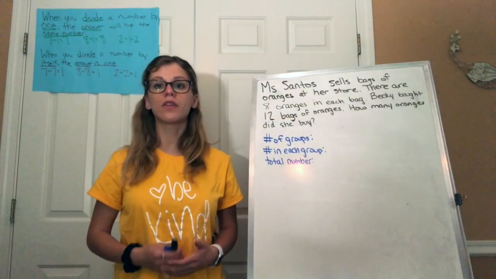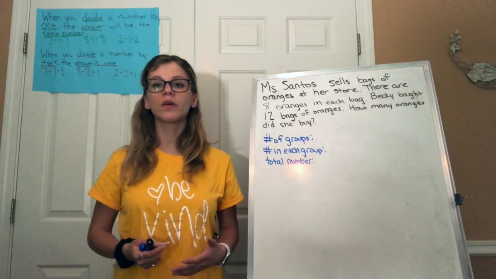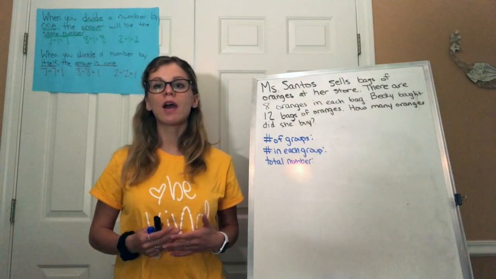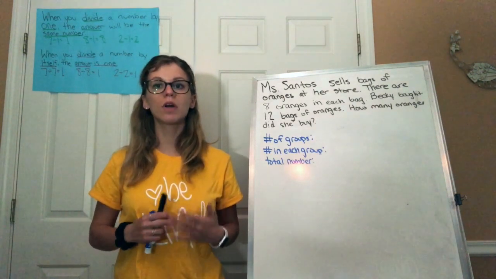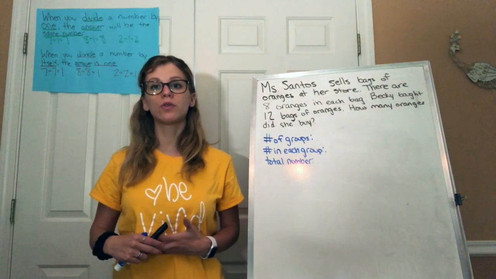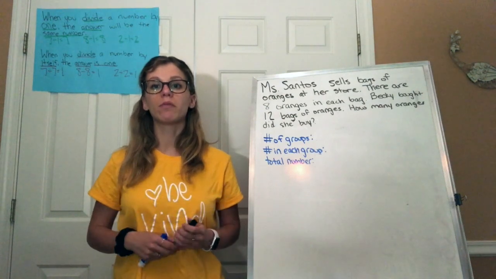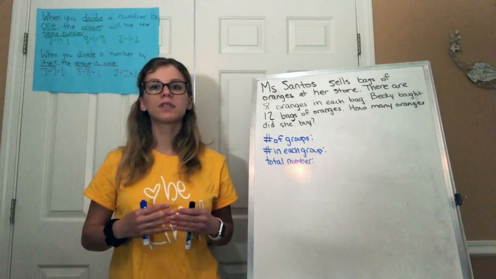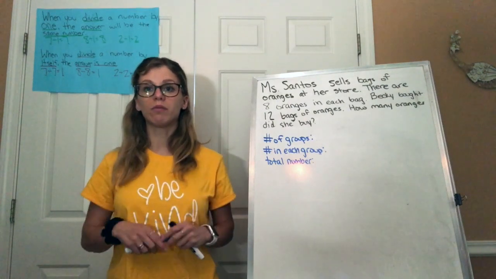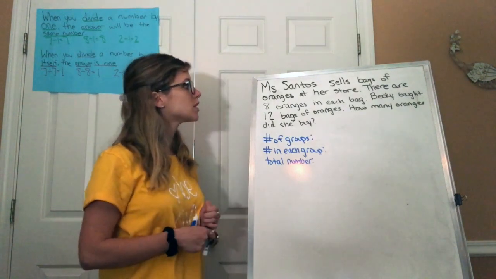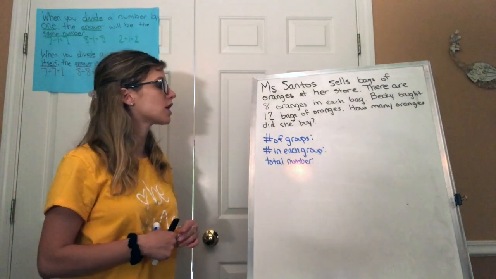What I have here is another story problem. And what I've noticed that we need a lot of help in is figuring out how to multiply 2-digit numbers by 1-digit numbers. So what we're going to do is go over a problem from our have to from Monday. And we're going to go over this to think about how can I break this up into something that's easy for me to multiply with. So it says Miss Santos sells bags of oranges at her store.